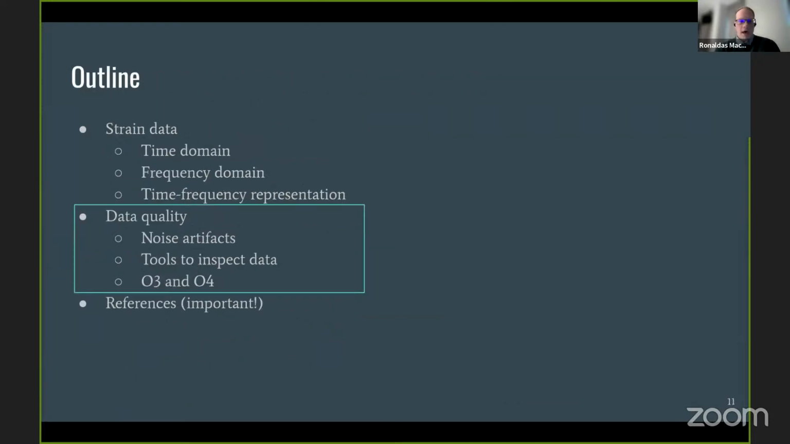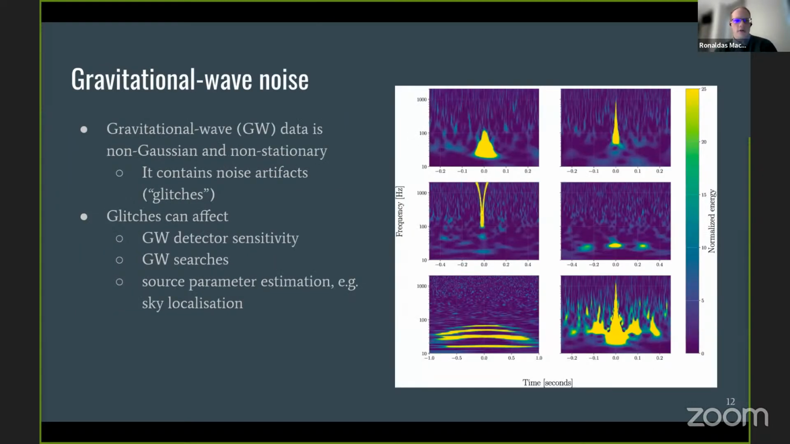Now let's have a look at data quality. Gravitational wave noise, contrary to what many searches assume. In many searches, there's an assumption that gravitational wave data is Gaussian and stationary. But in my type of work, when I'm working with gravitational wave data noise, I can see that the data is actually non-Gaussian and non-stationary. That means there's a lot of noise that is changing over time. There's a lot of noise that is very loud, and sometimes even similar to gravitational wave signals. That noise we call glitches.